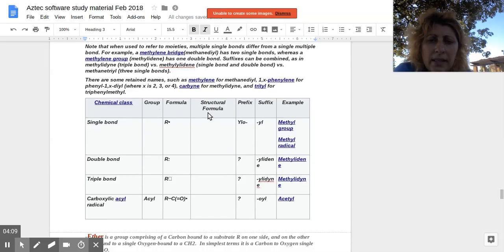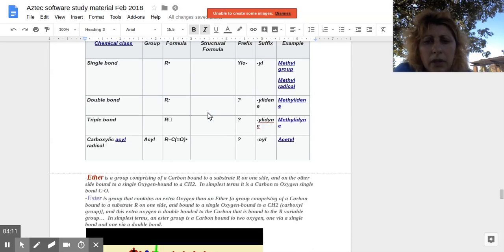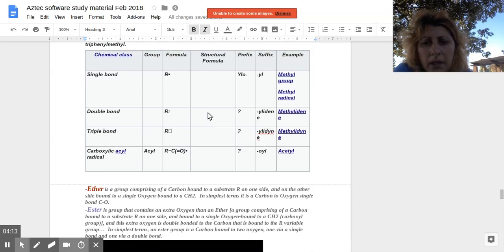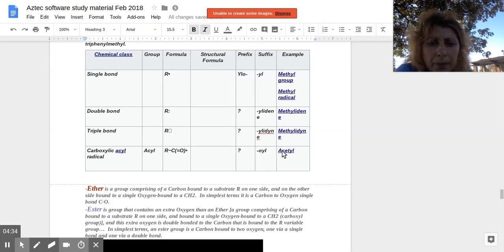So the classes of chemical compounds may have single, double, or triple bonds. A C double bound to oxygen is a carbonyl or oxo group.